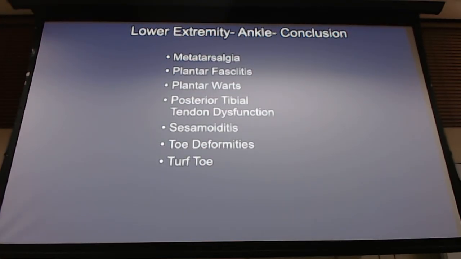Okay, we've covered all of these: metatarsal, plantar warts, posterior tib tendon, toe deformities. What questions do you have?